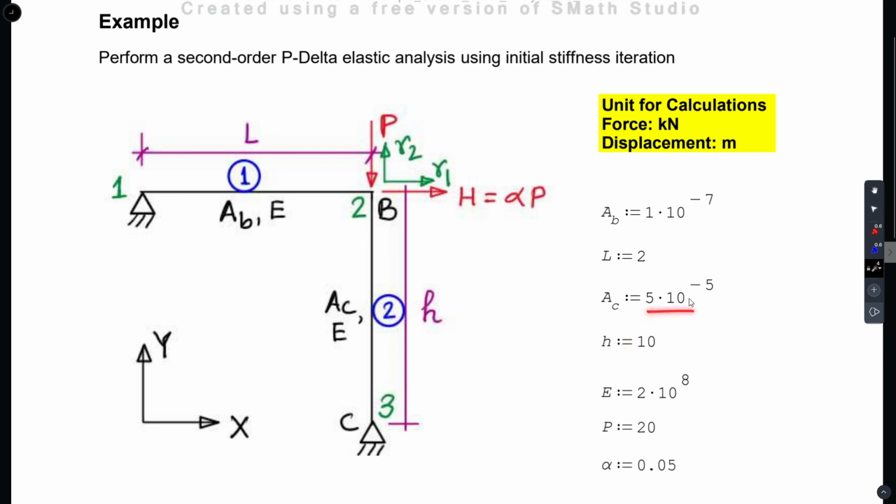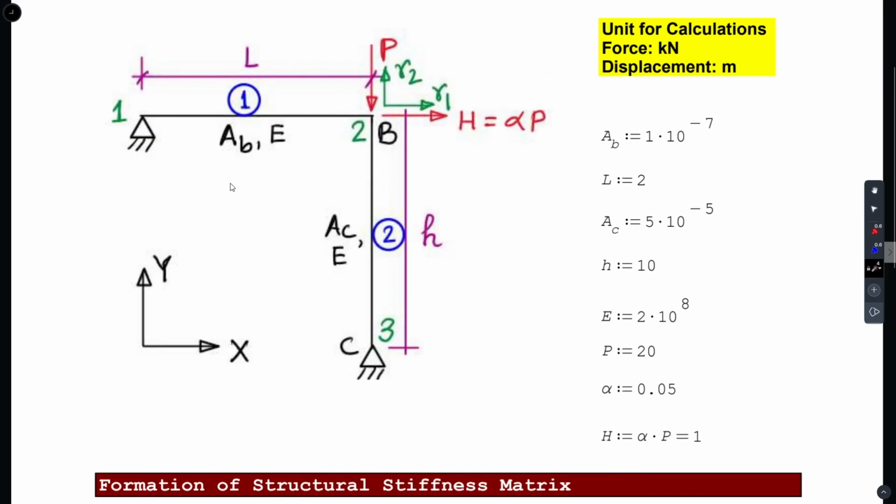So, AC is 5 into 10 to the power minus 5, E is 2 into 10 to the power 8, P I am applying 20 kilonewton and alpha is 0.05. So, that means H will become 1 kilonewton. Okay. So, I will also share a first order analysis of this.